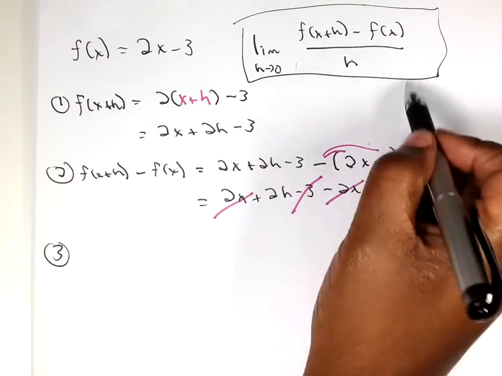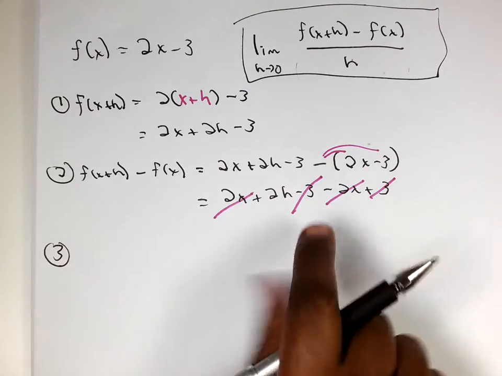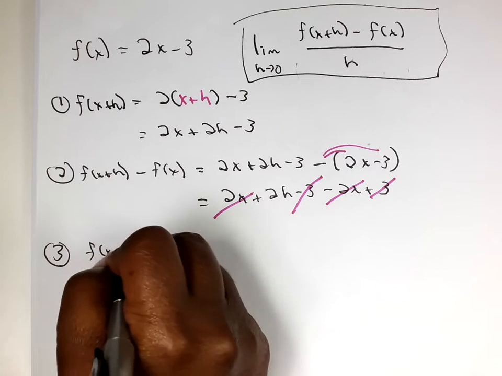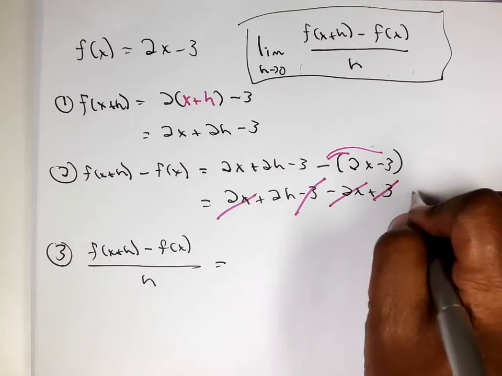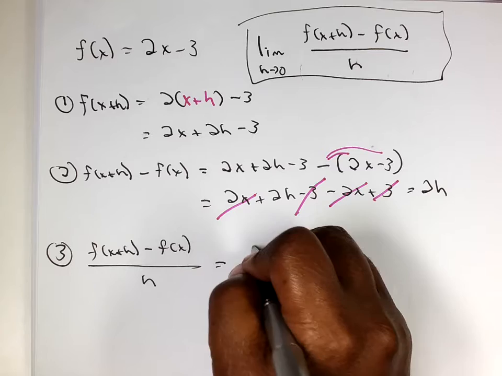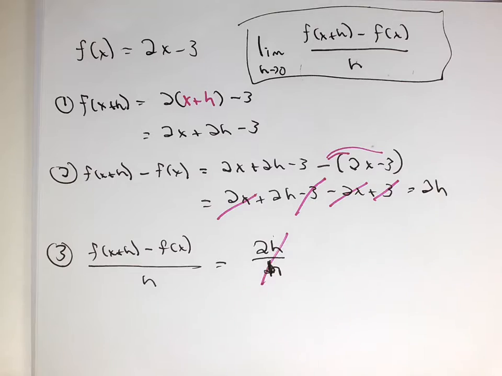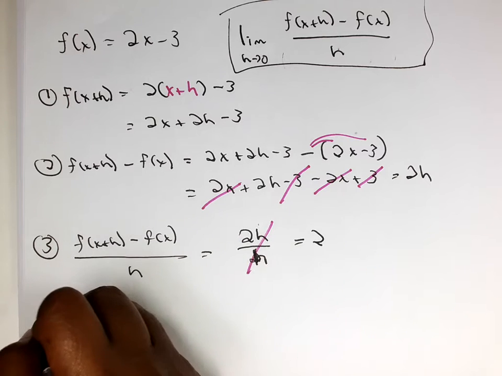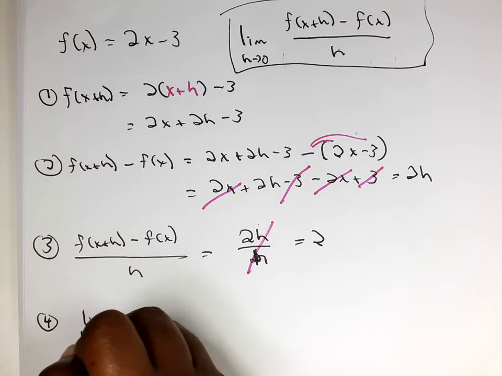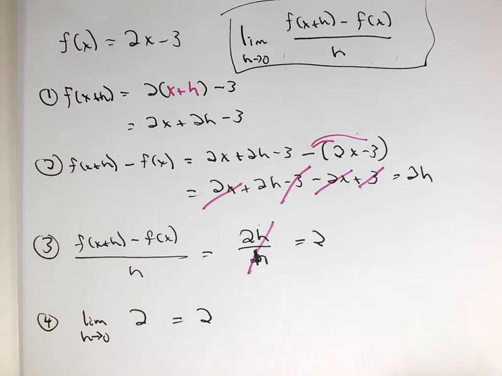Third step is to put all this together without the limit. So I have f of x plus h minus f of x, and then I have to put it over h. So all I had left here was just 2h. So I get 2h over h. And these h's simplify. So that leaves me with just a 2. And then finally, take that limit as h goes to 0 of 2. Well, there is no h here, so it is just 2. So I get y prime is equal to 2.